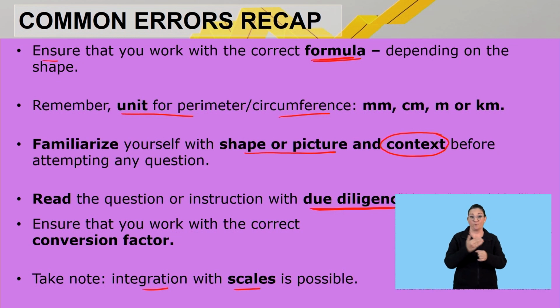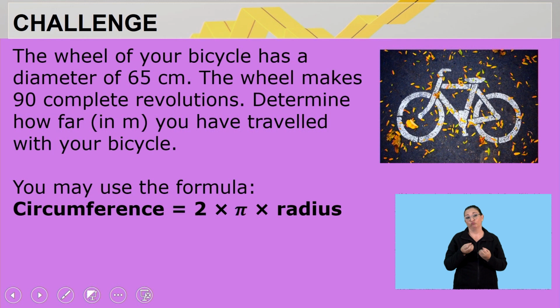Okay, guys, before I say goodbye, let me leave you with a challenge for this upcoming week. And the challenge is as follows. It says, the wheel of your bicycle has a diameter of 65 centimeters. The wheel makes 90 complete revolutions. Determine in centimeters, or in meters, how far you have traveled with your bicycle. And then I said here, you may use the formula, circumference equals 2 times pi times radius.